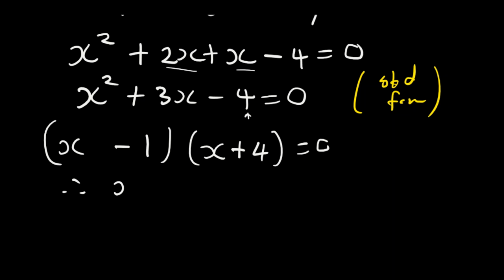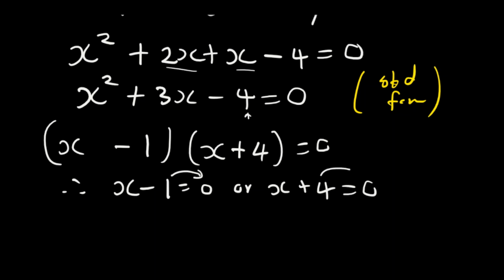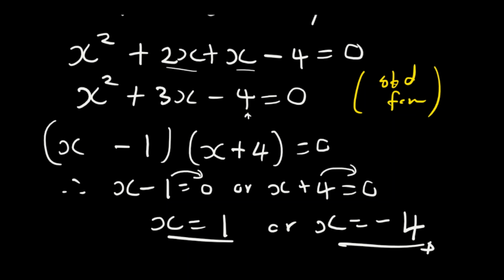So therefore, x minus 1 equals 0, or x plus 4 equals 0. Then you transpose this minus 1 to the other side, you transpose this 4 to the other side, you have x equals 1, or x equals minus 4, right? So these are your solutions of x.